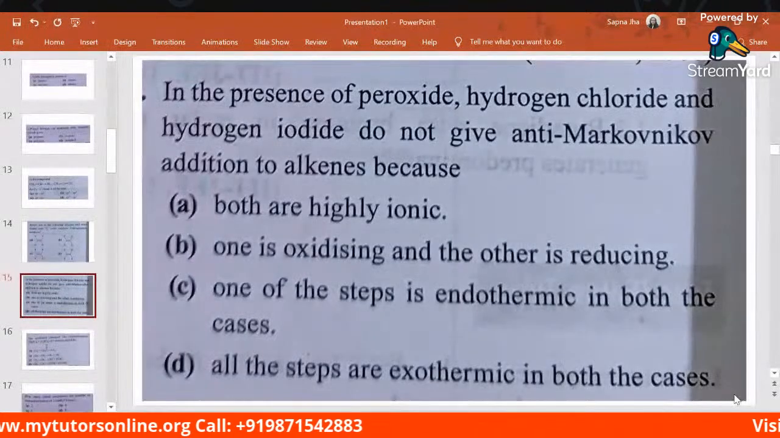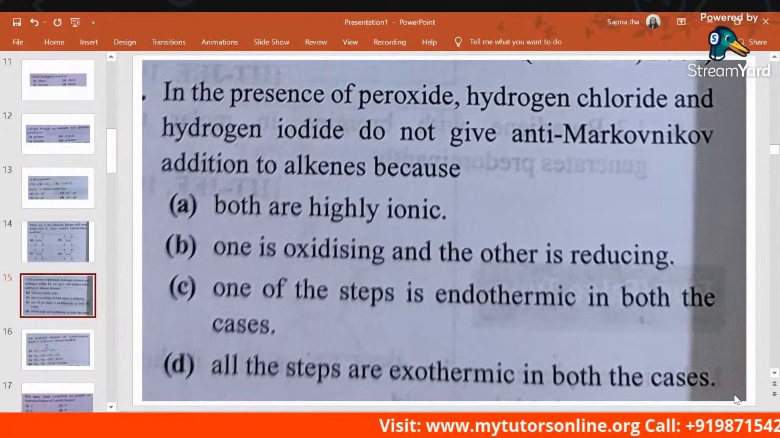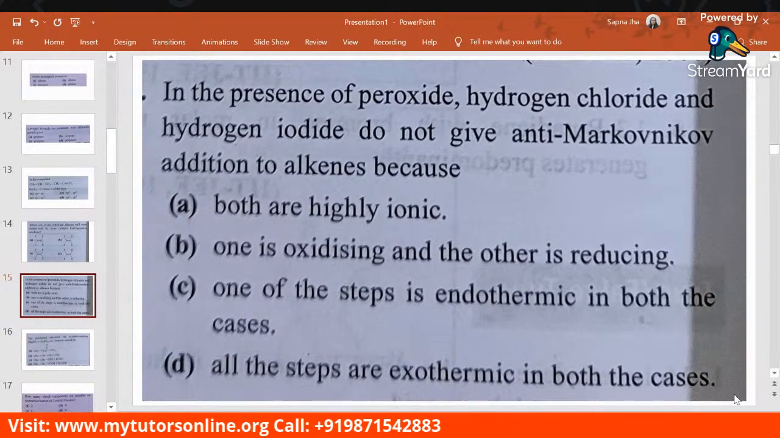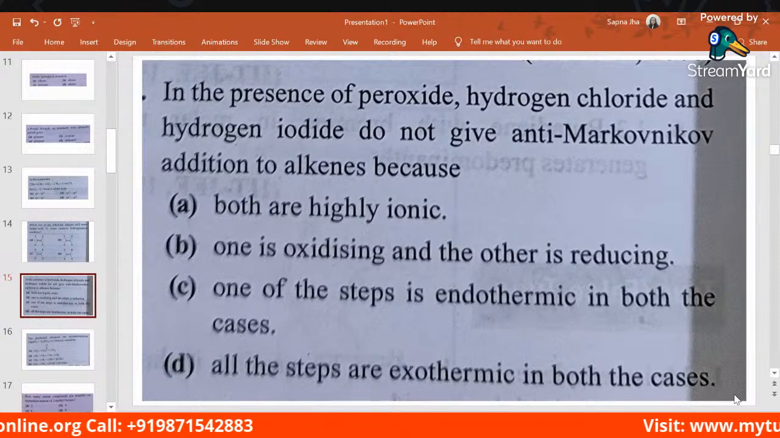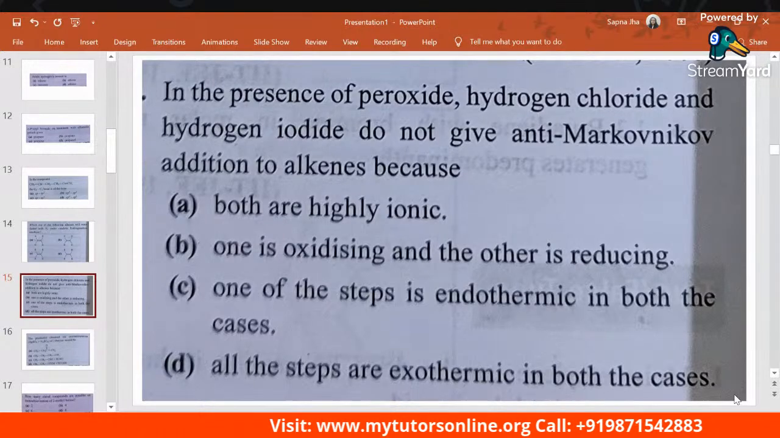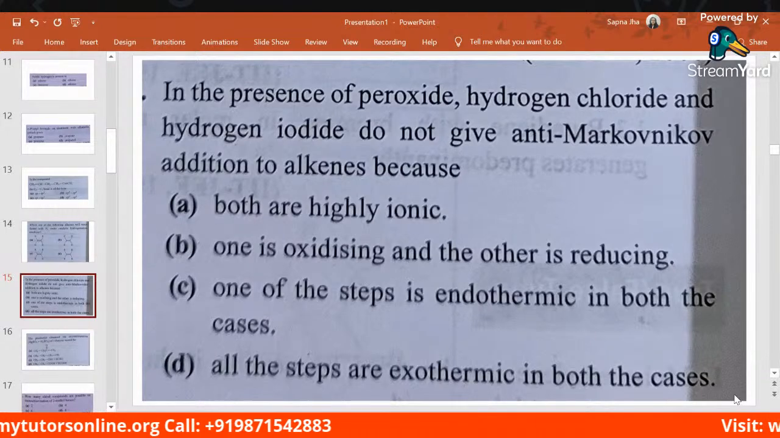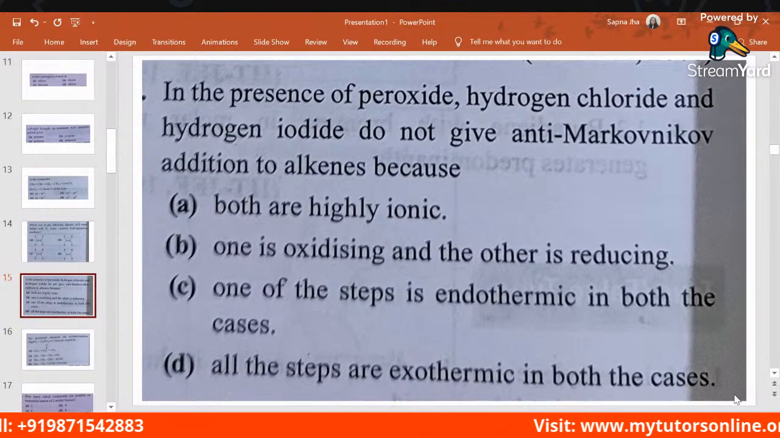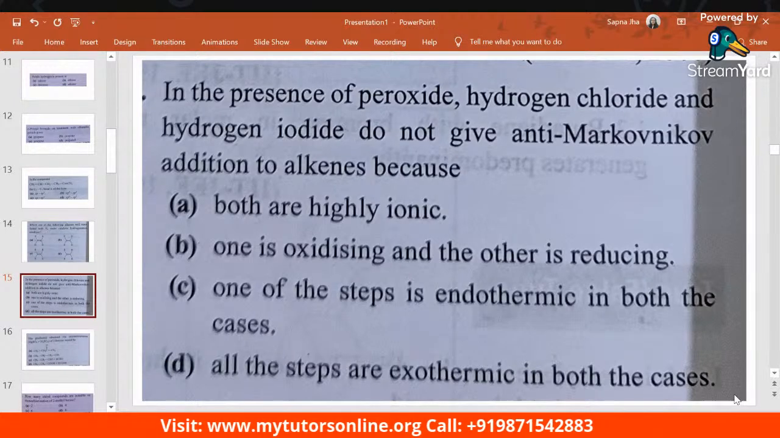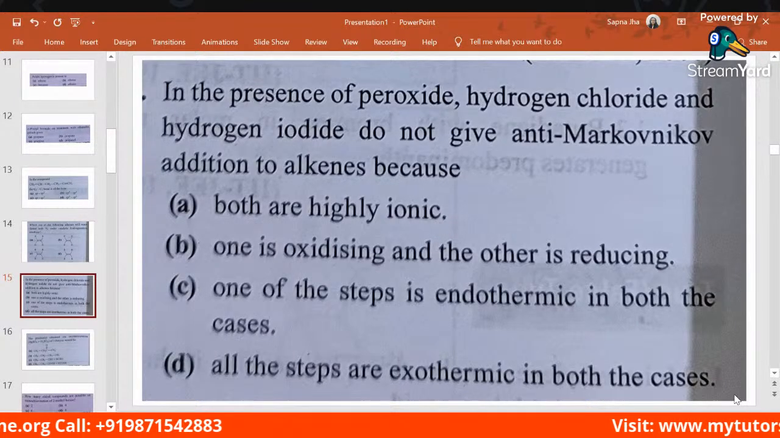Next question here is, in the presence of peroxide, hydrogen chloride and hydrogen iodide do not give anti-Markovnikov addition to the alkenes because: both are highly ionic; one of them is oxidizing, the other is reducing; one of the steps is endothermic in both the cases; all the steps are exothermic in both the cases.